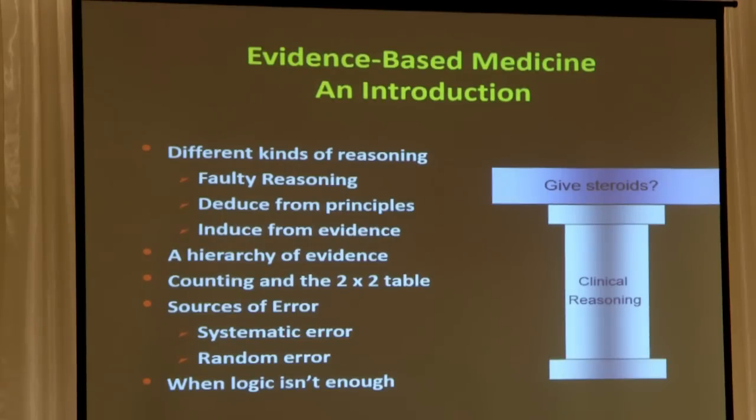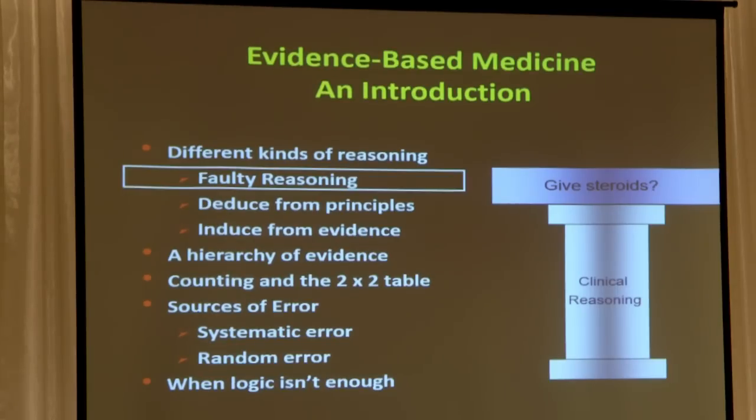And in the next maybe 25 minutes or so, depending on how fast I talk, this is what we're going to try and cover. We're going to talk about reasoning in general and some of the faulty reasoning that we see all the time on the wards, and then some more reasonable types of reasoning, deductive and inductive reasoning. We're going to introduce the concept of a hierarchy of evidence, so different reliabilities of different types of evidence, and then we'll just dip a foot into the quantitative aspects of evidence-based medicine that we'll spend most of our time doing later on, talk about sources of error, and then as a last step, talk about what we do when logic leaves us short, when we still have to make a decision.